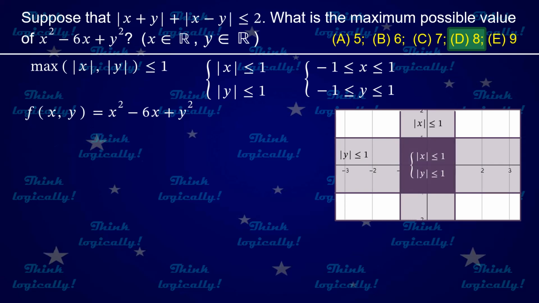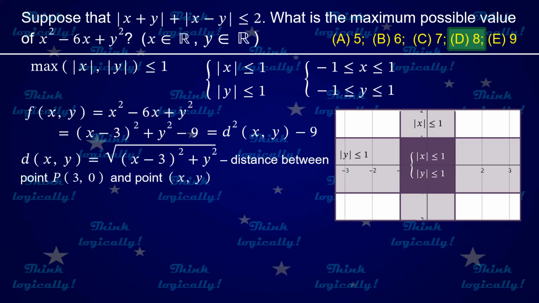This time we don't split function f, but still complete the first two terms to a full square. The result can be represented as d squared minus 9, where d is the distance between point P with coordinates 3, 0, and a point with coordinates x and y located inside the square or on its boundary. We are looking for the maximum value of f corresponding to the maximum value of d.